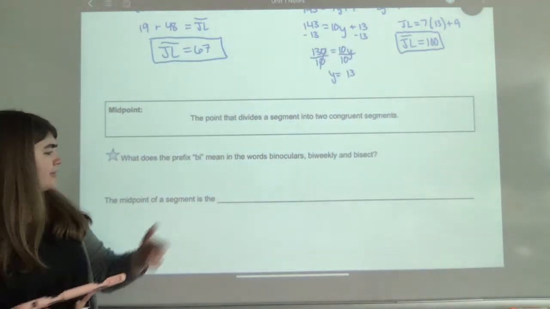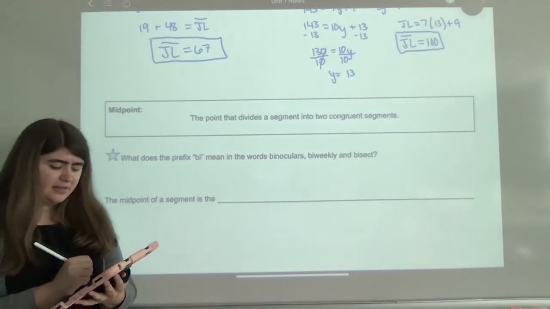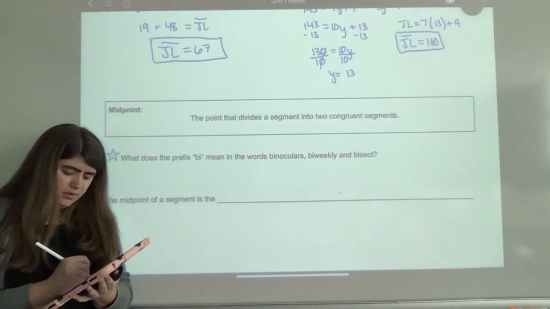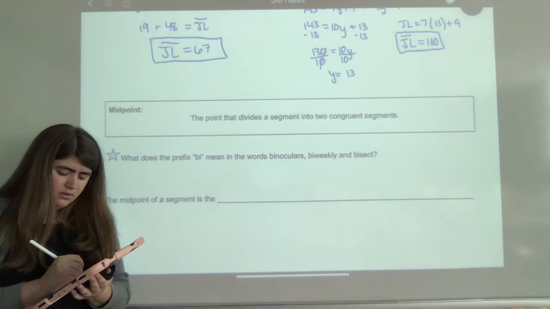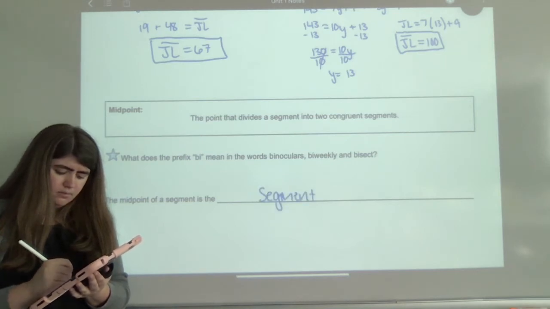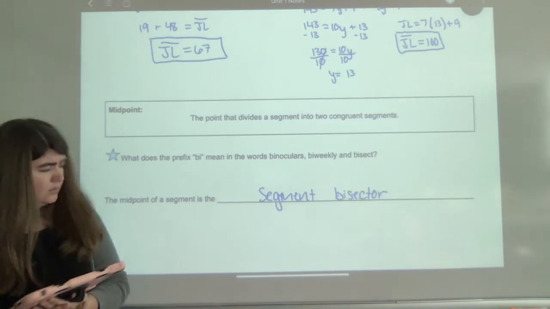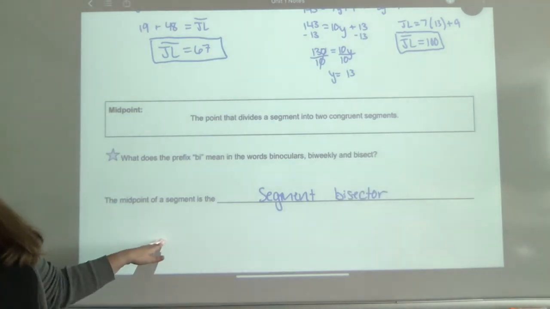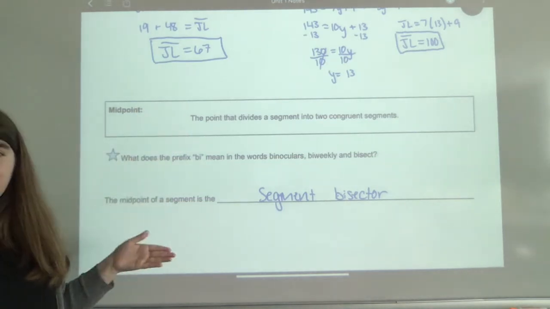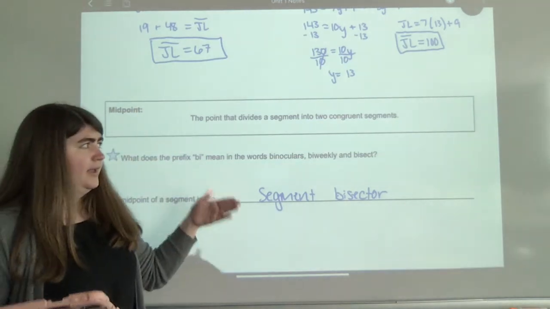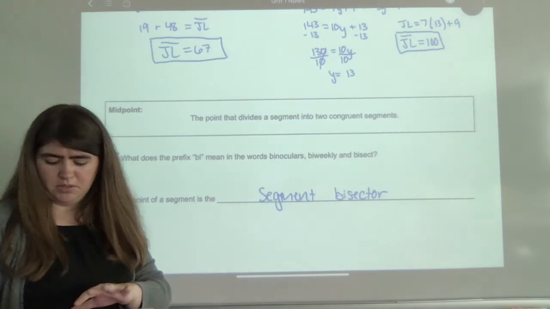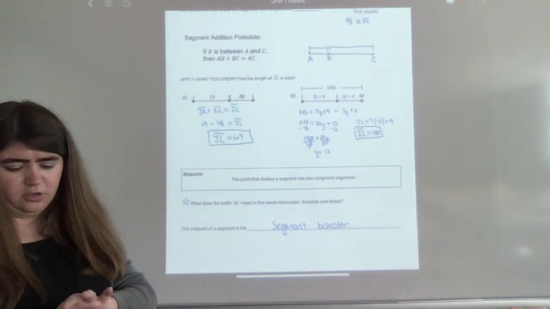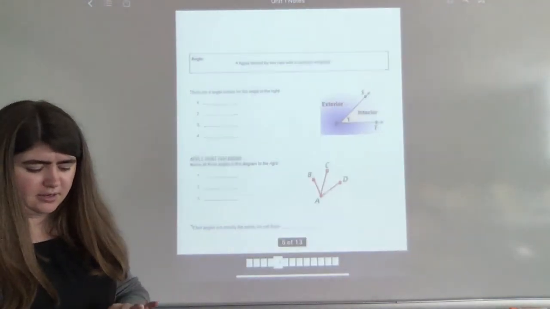So the midpoint of a segment is what we call the segment bisector. So let's write that out here a second. Segment bisector, or bisector of a segment. In other words, the midpoint cuts the line into two congruent halves, two equal sides. Alright, let's go ahead and look at some examples on the next page here.